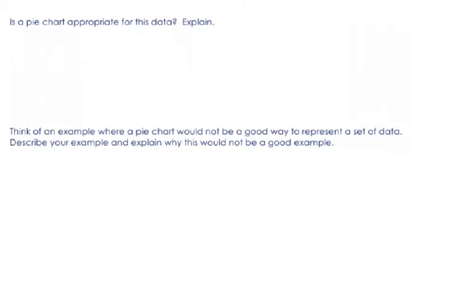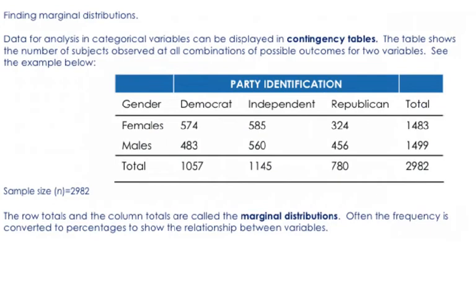So anything that you put down and makes sense mathematically and you actually put some thought into it, I'm going to count. And then the next thing I want you to do is think of an example where a pie chart would not be a good way to represent a set of data. So I'm just looking for your thought process on this, seeing if you can actually think, make a coherent thought. Just think about something. Alright, and when you get that done, we're going to look at finding marginal distributions.